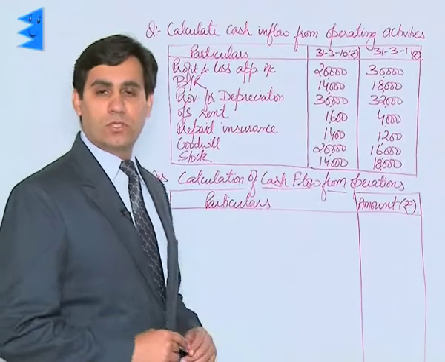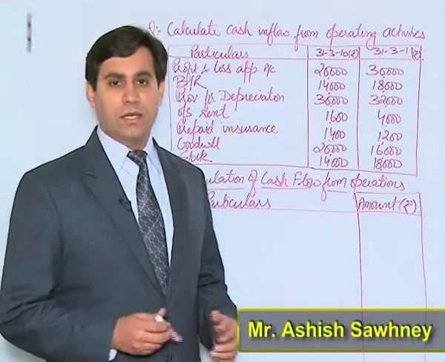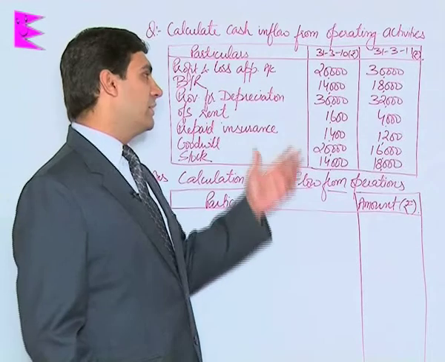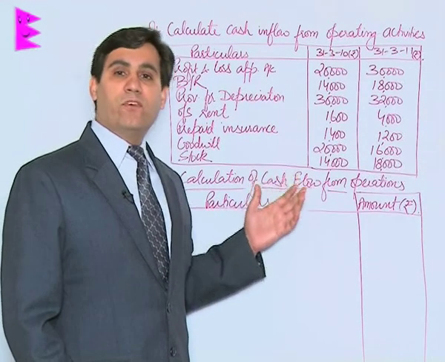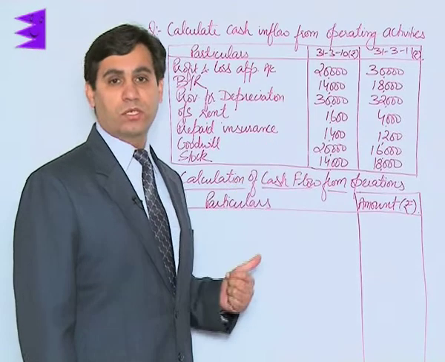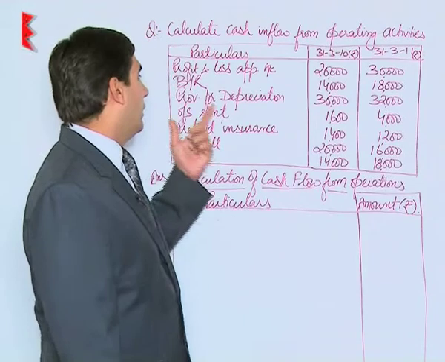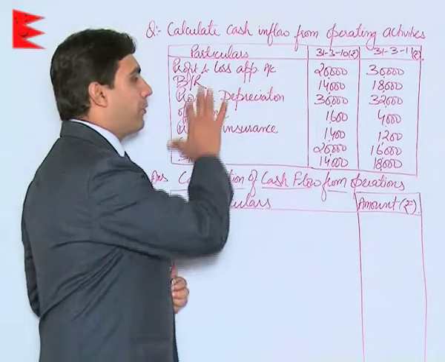From this particular question, we are required to calculate cash inflows from operating activities. Now students, it can be clearly seen that the information given here includes information from balance sheet and from profit and loss account. So it is the indirect method that we are going to follow here. In this question, there are no appropriations.